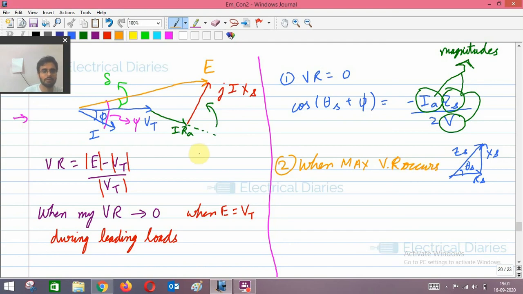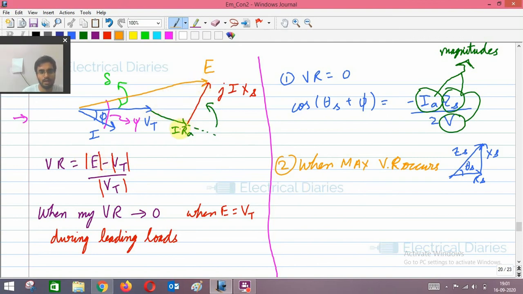See, zero voltage regulation is desirable. Okay, so E minus Vt. Now when will the maximum occur? When your E is very much greater than Vt. When can your E be greater than Vt? Only in the case of lagging load.